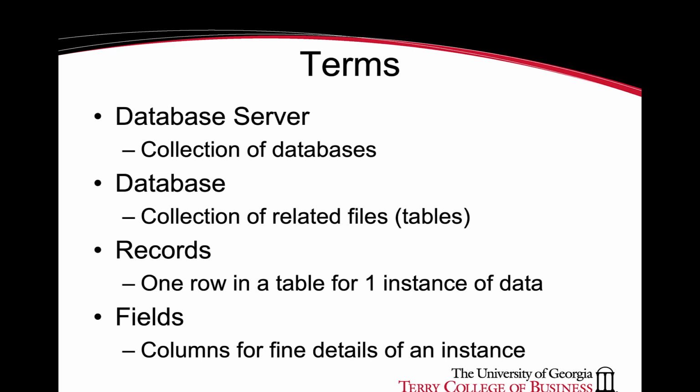Records are rows in a table. Each row represents one instance of data. Fields or columns are fine details of an instance. They are facts about the instance that we are storing.